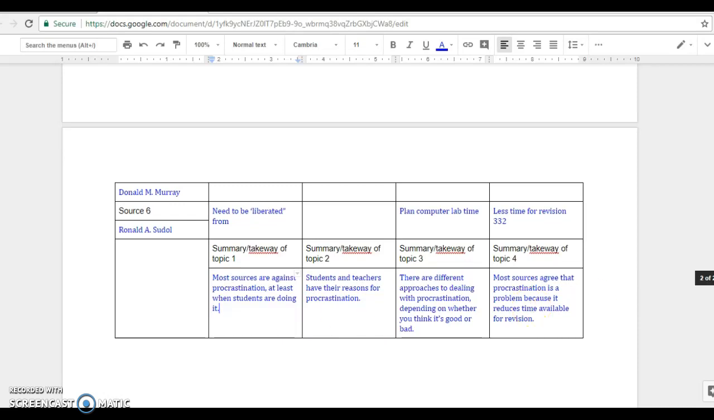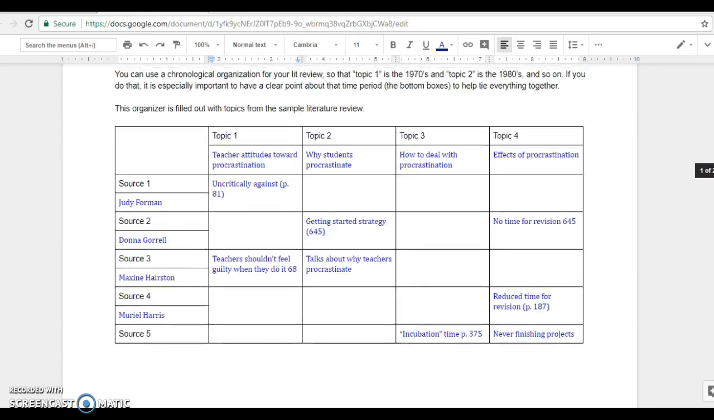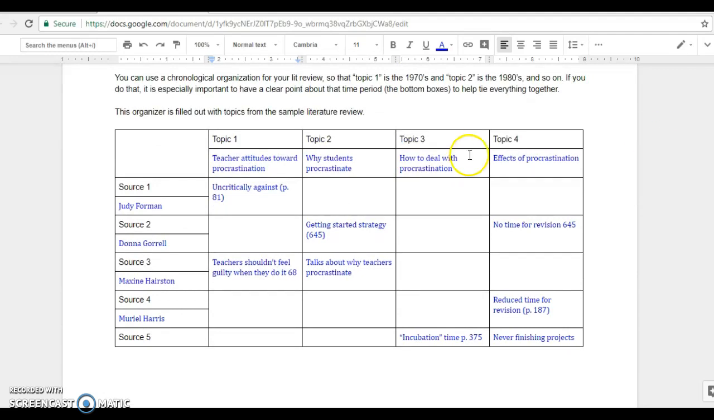I've sorted out 4 sections of my paper. Now, these will be longer than 1 paragraph each, because if I only had a paragraph for each topic, I'd have a short paper. But 2 or 3 paragraphs for each, almost as if they were their own little mini essay. So I'd write 3 paragraphs about teacher attitudes toward procrastination. Then I'd have a transition, 3 paragraphs about why students procrastinate, a transition, and so on.